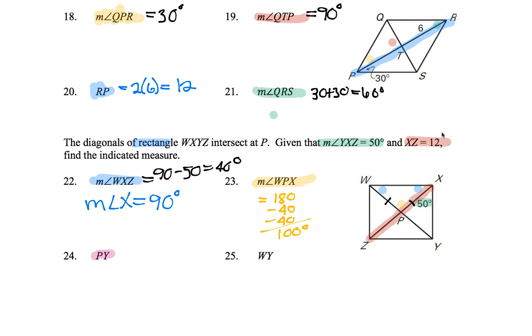All right, PY. Well, we know XZ is 12. That means WY equals XZ, which equals 12. So PY equals half of WY, which equals 6.